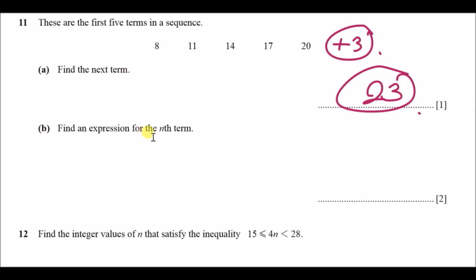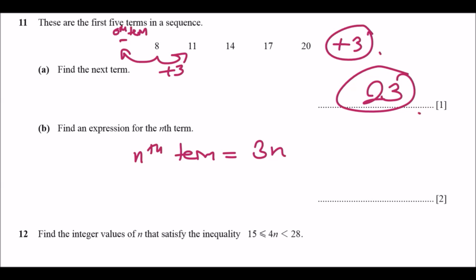B. Find an expression for the nth term. Now the nth term has a unique formula, but I'm just going to show you a super easy way to do it, so you don't even need to use a formula. So to find the nth term, just find what the common difference is, which is 3, so it'll be 3n. And then a nice trick is, since we know it's plus 3 across, we can go back by 3 to find something known as the 0th term. And if you subtract 3, you get 5, so it'll be plus 5. And that's it, guys. You're done, number 11.